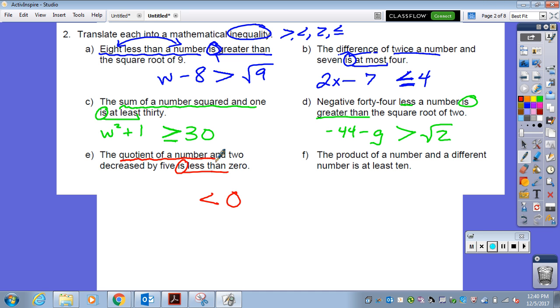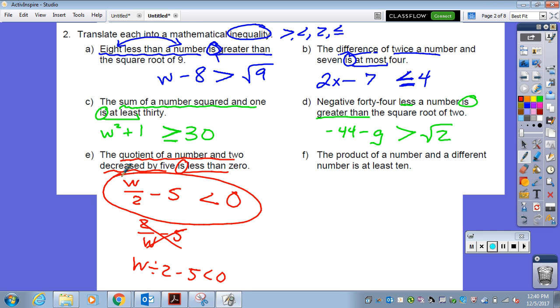The quotient of a number and 2 decreased by 5. The quotient, which means division, the quotient of a number and 2 decreased by 5. Could you do 2 divided by w minus 5? No. Could you do w divided by 2 minus 5 is less than 0? Yes, you could. This looks better, but this is technically also correct, because we divide and division comes before subtraction anyway, so they both would be okay.